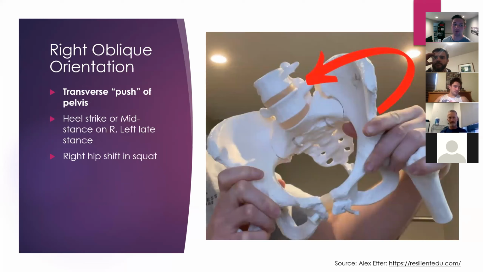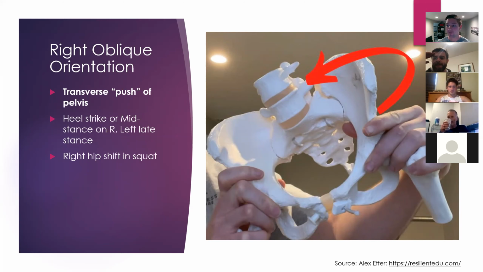The last one is a right oblique orientation. You can think of this one as the transverse push, because now you're coming here. Now you're doing this. So what you end up seeing is heel strike, or mid stance on the right, and left late stance, very similar to what you're going to see in just a normal left AIC pattern. Now, this person's gonna have a right hip shift in the squat, because you can see how that would be more possible if you're on that oblique axis and orientation here, because you're being pushed over to the right in an attempt to find that right internal rotation.